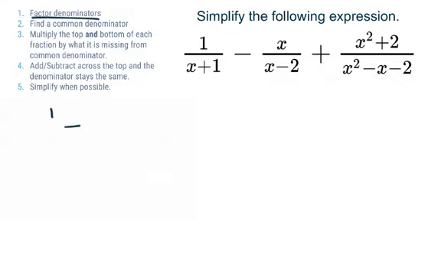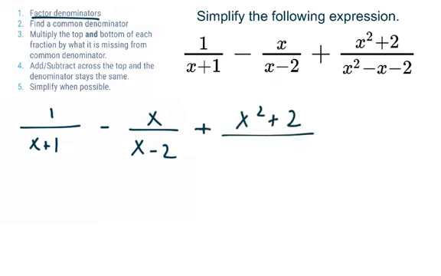Okay, factor the denominators. So 1 over x plus 1, that's already factored, minus x over x minus 2, that's already factored. But if I look at my third one, I've got a quadratic there. So since the leading coefficient is 1, all I have to do is ask myself, what adds to negative 1 and multiplies to negative 2? Well, that's going to be negative 2 and positive 1. So my factors are going to be x minus 2 times x plus 1.